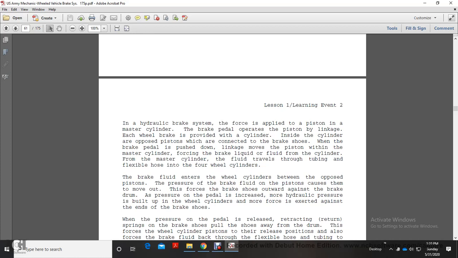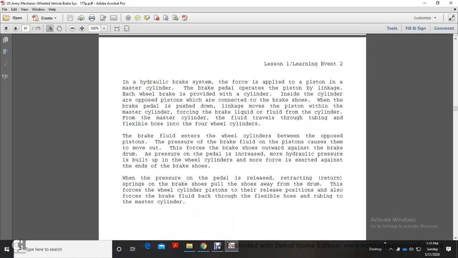Fluid from the master cylinder travels through tubing and flexible hose to the four wheel cylinders. The brake fluid enters the wheel cylinder between the opposed pistons, and the pressure forces the pistons to move out, pushing the brake shoes outward against the brake drum. As pressure on the pedal increases, more hydraulic pressure builds in the wheel cylinder and more force is exerted against the ends of the brake shoes.